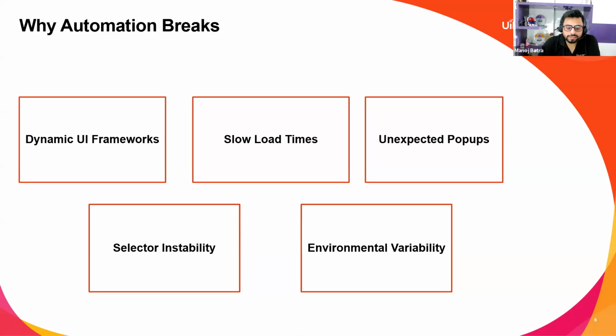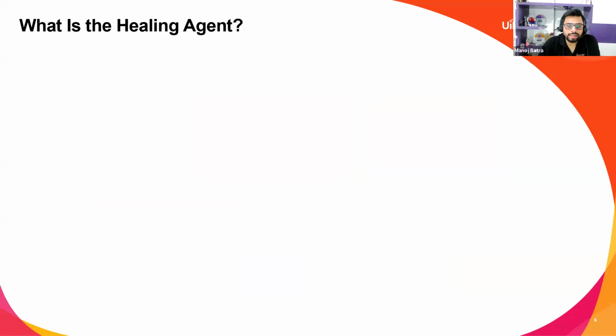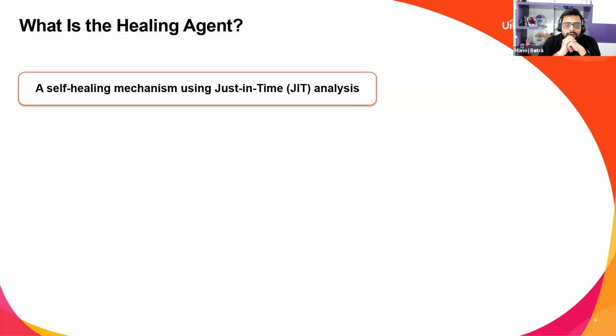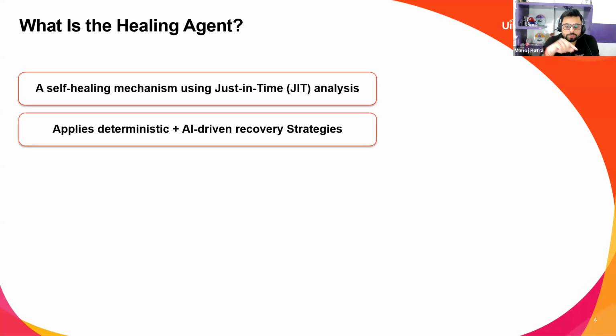So to overcome all these challenges, we have the healing agent in place. So what is the healing agent and how does it work? In short, it uses JIT, just-in-time analysis, to detect UI issues and apply either AI or deterministic recovery strategies. JIT analysis means the healing agent analyzes your actual screen and the UI structure at the exact moment of the failure. So this is your just in time.